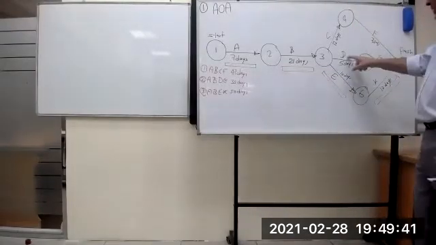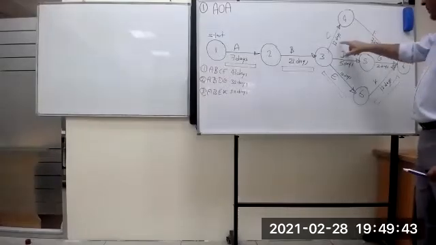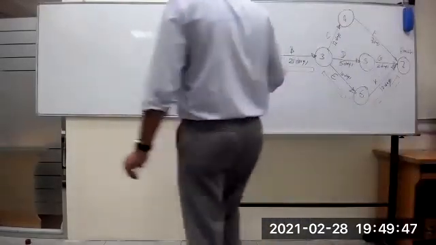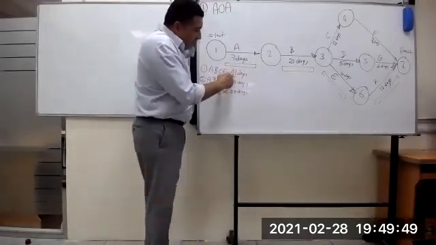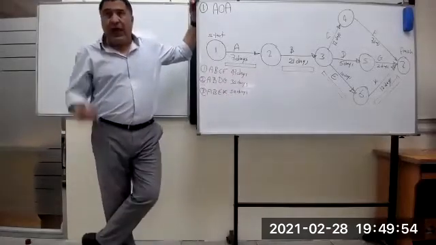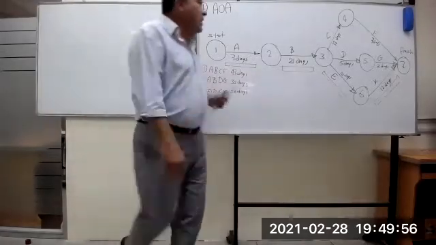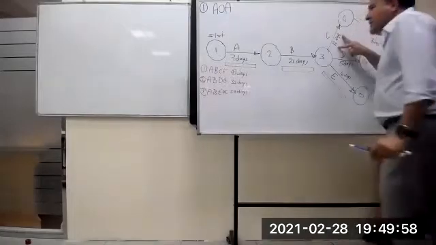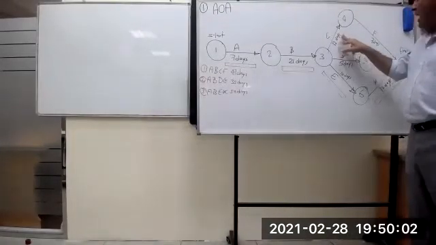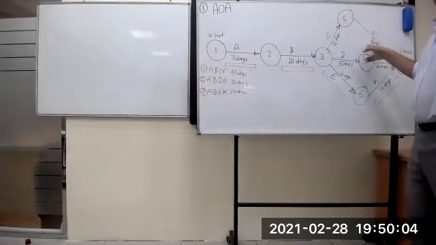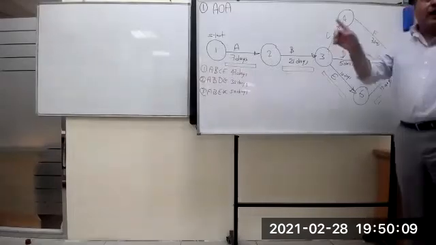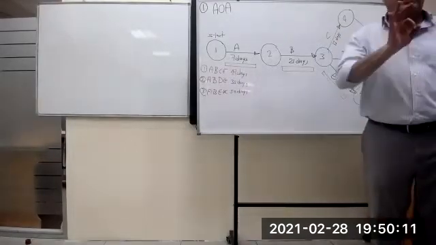What about D? What about G? What about F? What about C? No, they are not in the critical path. Why? Because this path is 47. 50 minus 47, I have 3 days. Means what? This activity can be delayed 3 days without impacting the project. And this activity can be delayed 3 days without impact, but both of them cannot be delayed 3 days each at the same time. No.